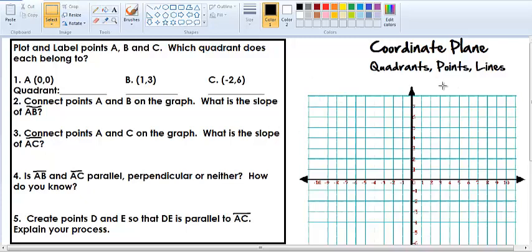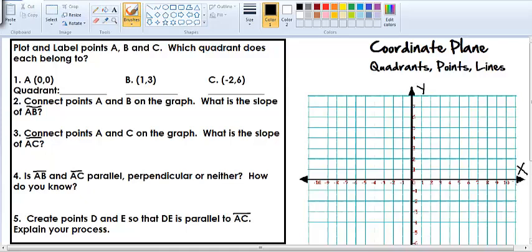When you look at the coordinate plane, again, this is a review for most of you, we have these two lines. These two lines are called axes. This is the x-axis. It goes side to side. It's a horizontal line. And this is the y-axis. This is the middle and it's called the origin.